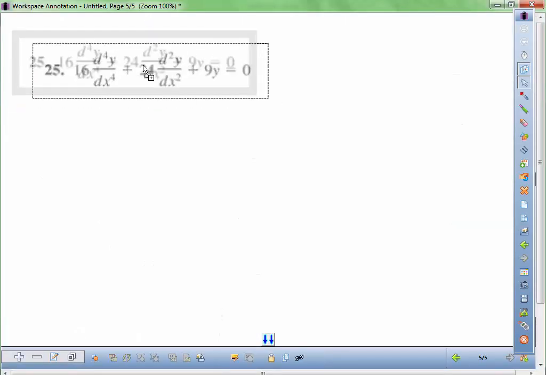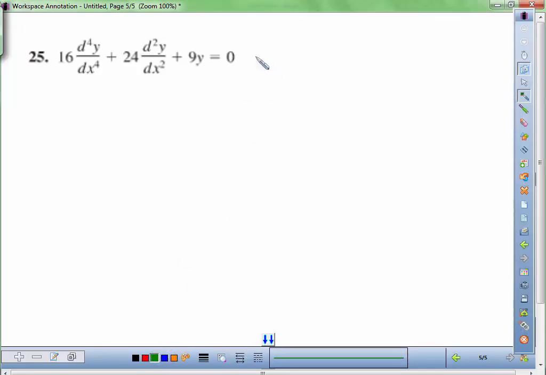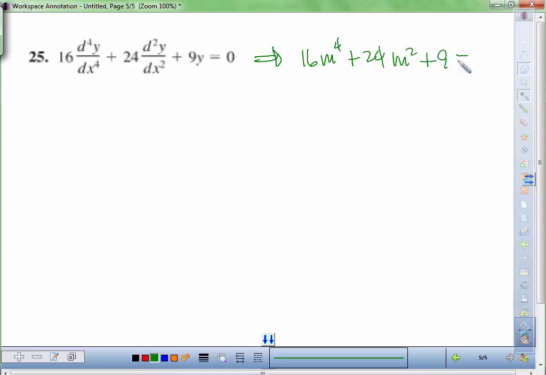So 25 is a fourth order differential equation. 16y quadruple prime plus 24y double prime plus 9y. All right. Again, we start off saying e to the mx, blah, blah, blah, and come to the auxiliary equation. So the auxiliary equation, I think it's going to be 16 m to the 4th plus 24 m squared plus 9 is equal to 0.